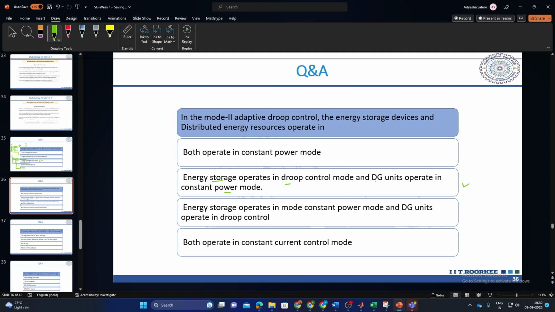Then the second question: in mode 2 of the adaptive droop control, the energy storage devices and the distributed resources operate in which mode? Option A: both in constant power mode. Option B: energy storage in droop control and DG in constant power. Option D is the answer? B. Energy storage operates in droop control, okay, so we got one B, and DG will operate in constant power mode. Option C is the reverse, and the last one is both operate in constant current control mode.